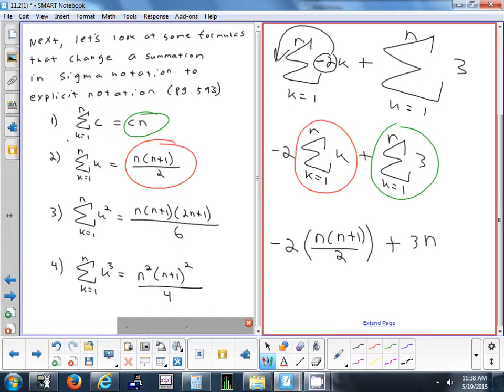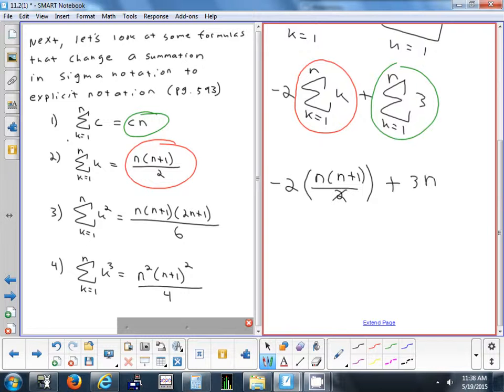Okay, so all this thing in green represents is 3 plus 3 plus 3 plus 3 plus 3 n times. So that's 3n. Okay, now just do this out. Well, your 2's are going to cancel. So we have negative n squared plus n plus 3n. Distribute out your negative, and combine like terms.